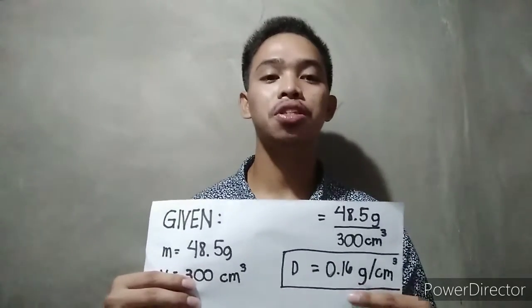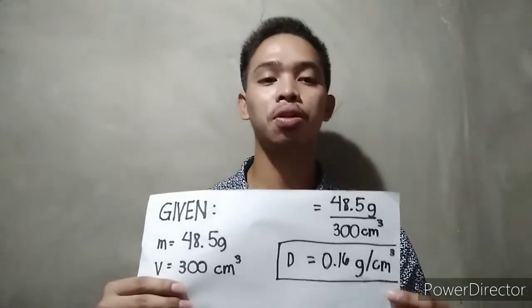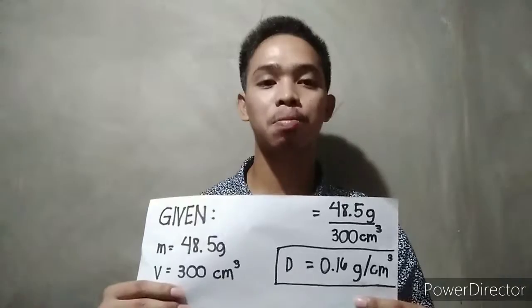So the density now of scrap metal is 0.16 grams per cubic centimeter, which means that in every cubic centimeter volume of scrap metal, it has a mass of 0.16 grams.